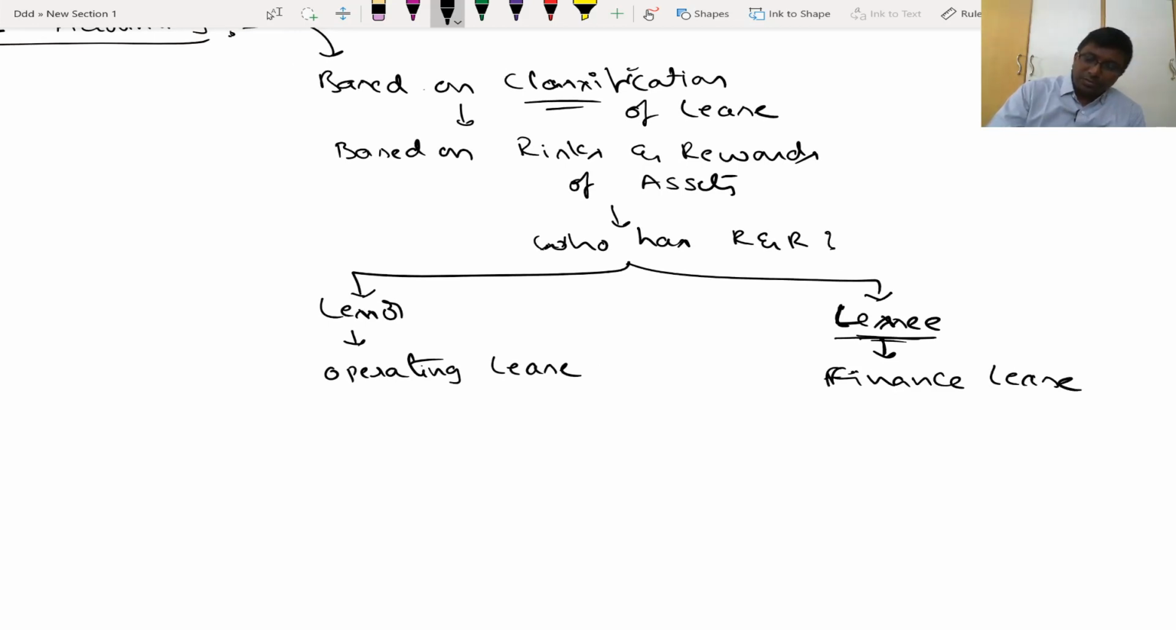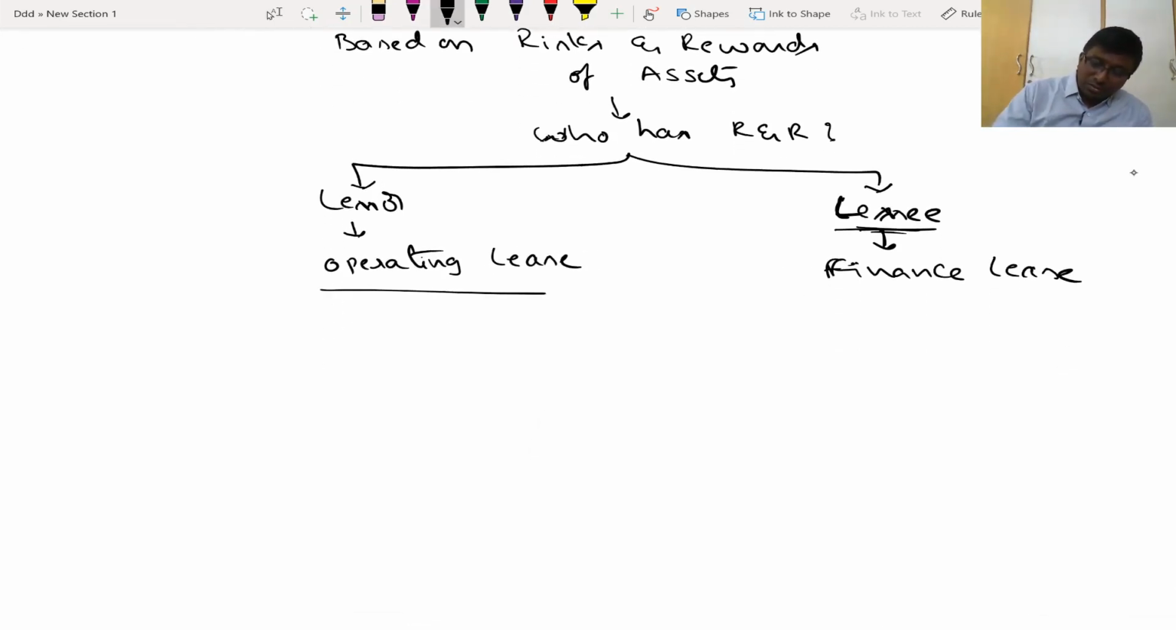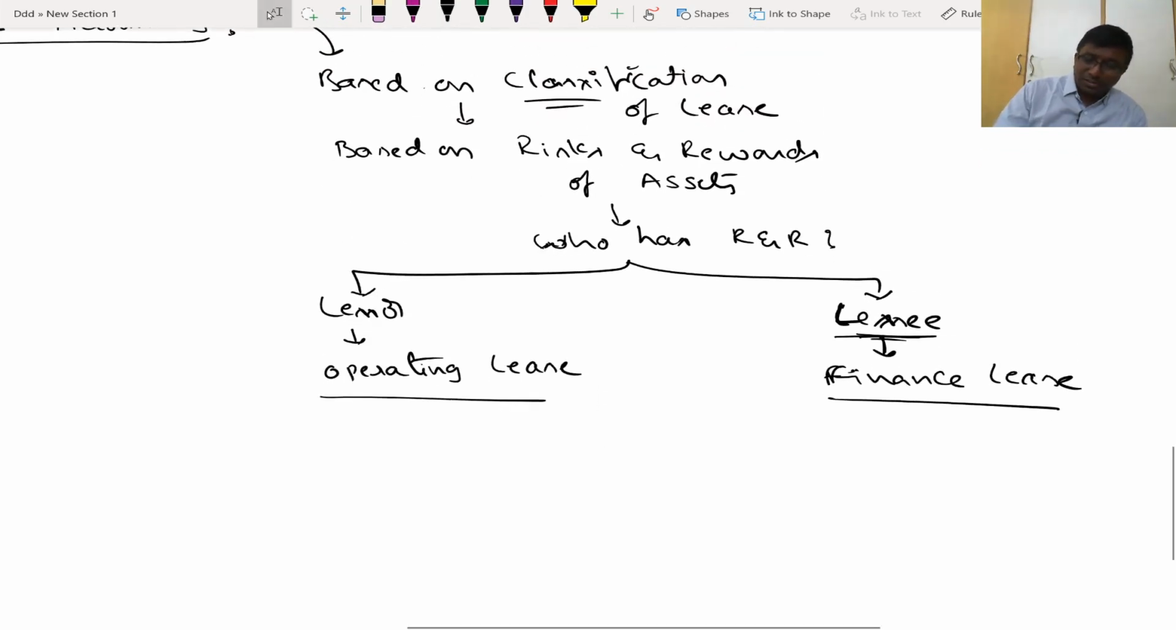Finance lease is the word we use. It depends upon the risks and rewards of the asset. Who has risks and rewards? Accordingly, we are going to classify the lease. If risks and rewards are with the lessor, it is called an operating lease. If risks and rewards are with the lessee, then it is called a finance lease. Okay? Correct, sir. You told it perfectly. Risks and rewards.